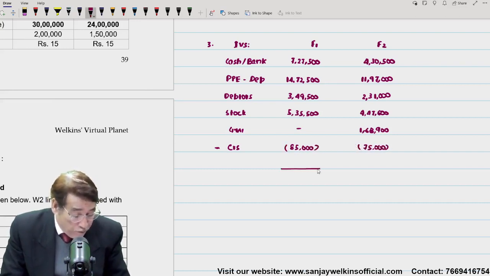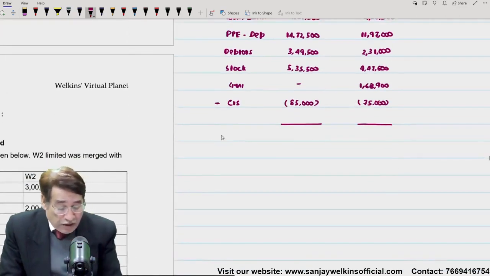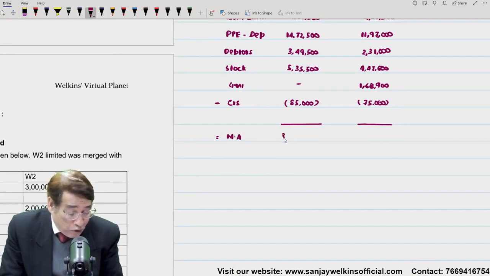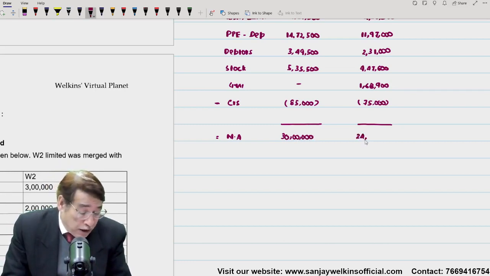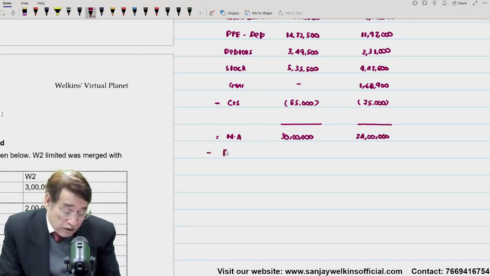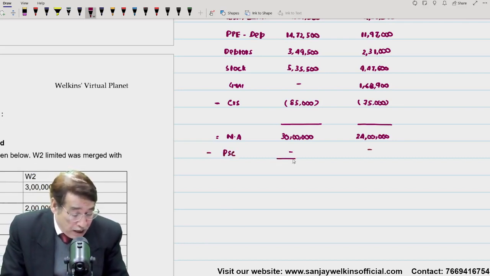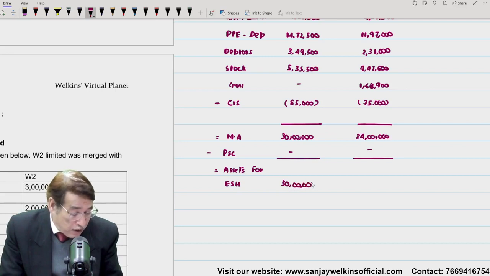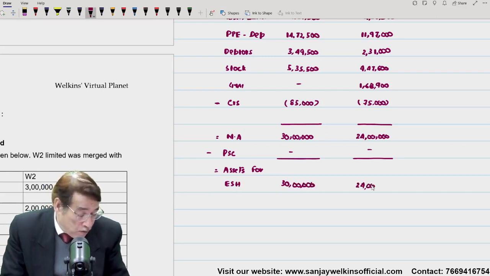this value from the total of the asset, we must get net assets equal to, because I know the answers as far as net assets are concerned. So you must make a thorough check also, I keep on telling. 30 lakh should be your net assets and 24 lakh should be your net assets of this entity. Because in this particular question, net assets means assets available for shareholders. No preference share capital is given. Had it been given, I would have subtracted it. That means now we get assets for equity shareholders, 30 lakh, 24 lakh. Is it clear to you?